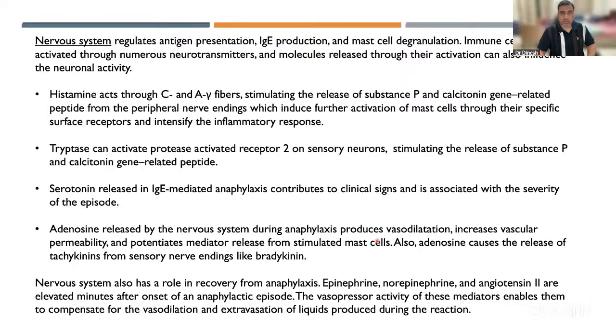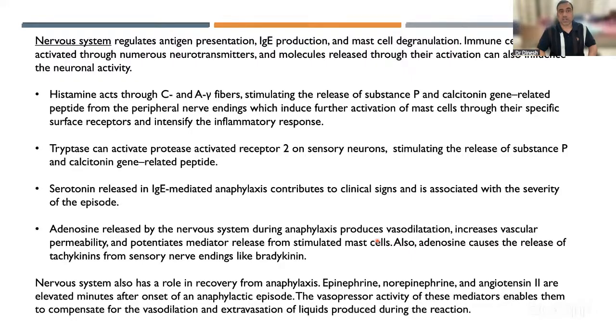Let's go to the last two systems. The nervous system. In the nervous system, we know histamine acts on different nerve fibers. Tryptase activates protease activated receptor 2 on sensory neurons, stimulating the release of substance P and calcitonin gene-related peptide. Serotonin is found to cause a lot of symptoms in IgE-mediated anaphylaxis. And adenosine, which is released by the nervous system, also produces vascular symptoms, and this can be released from stimulated mast cells. So the nervous system and immunology may be related to each other.